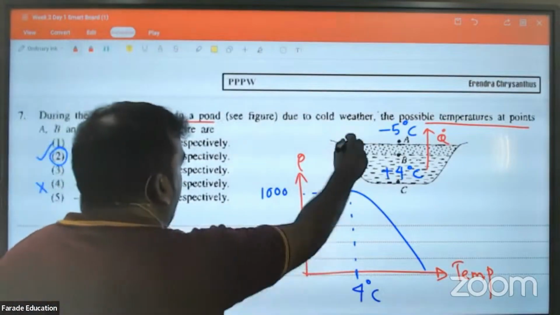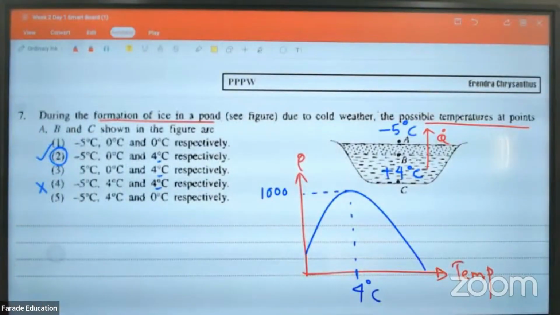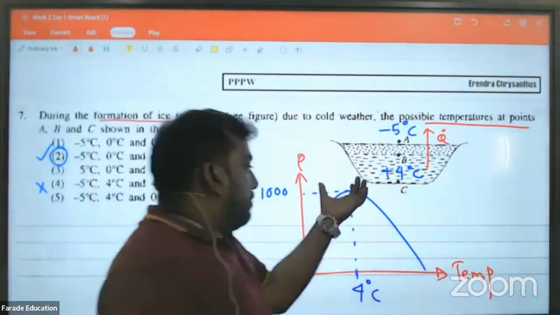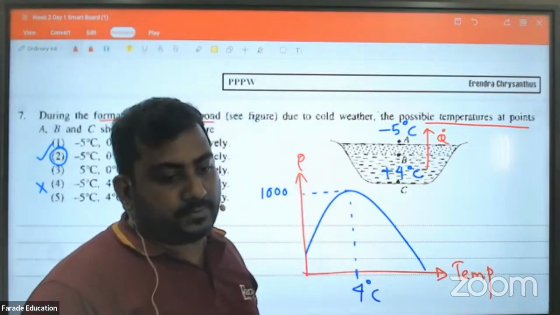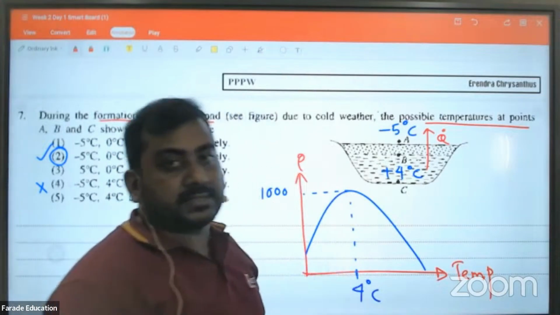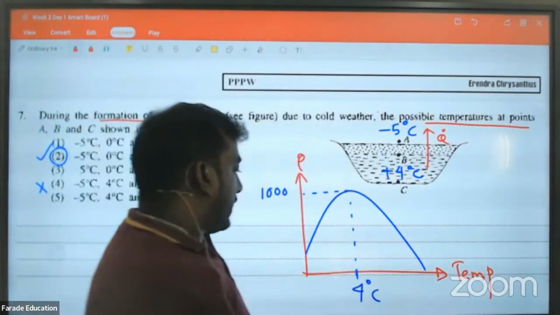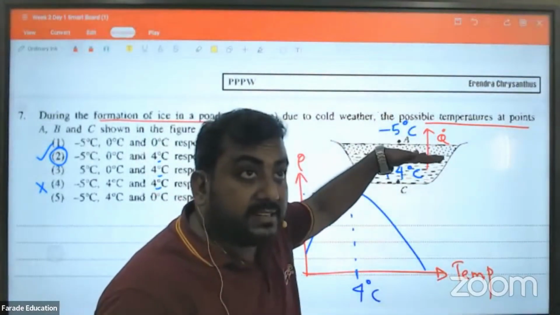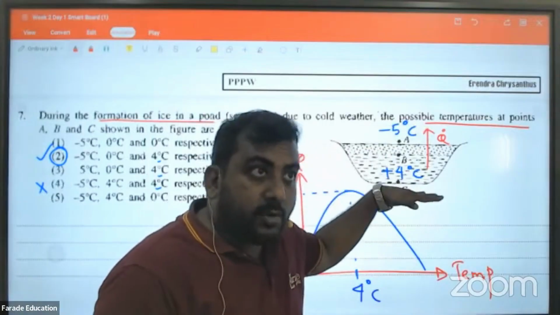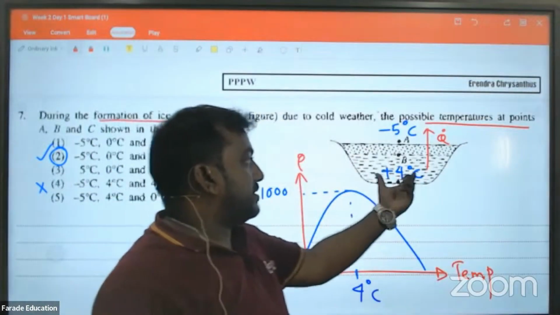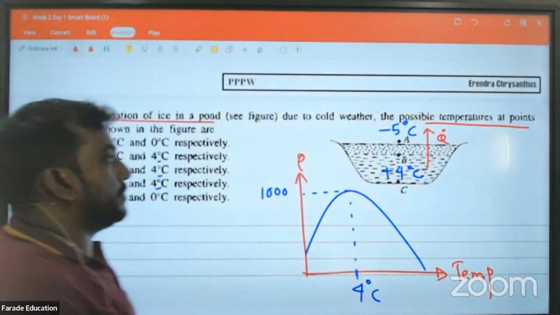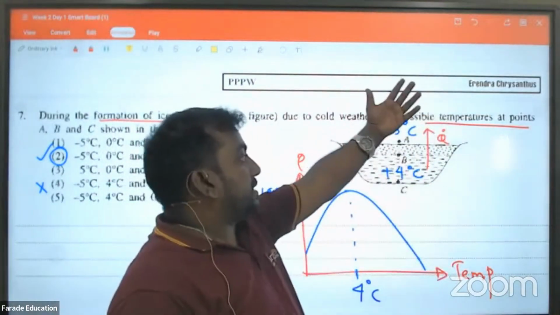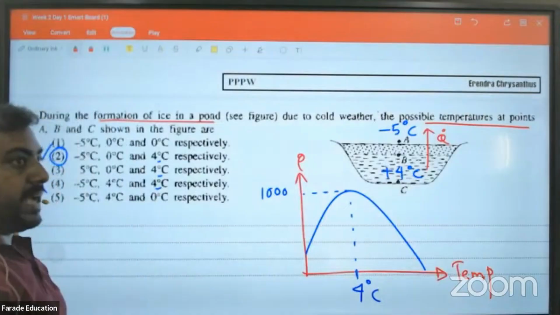This is a consequence of the anomalous behavior of water, where the maximum density of water occurs at 4 degrees Celsius, and maximum density water molecules move to the bottom, while the outside freezes.